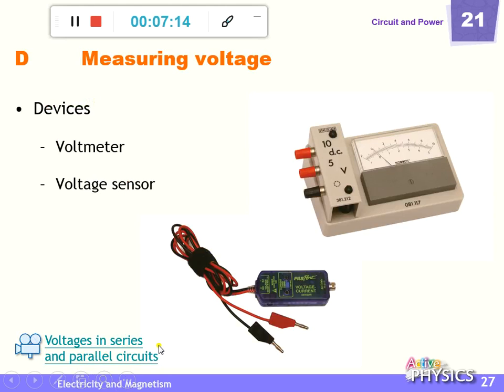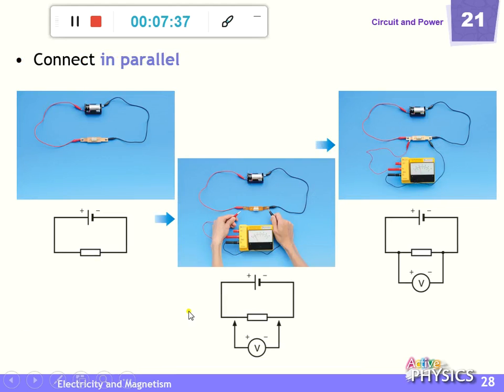Okay. Now part D. Part D, what is it? Measuring voltage. In the last session, we know that the ammeter measures the current. In this one, we will use the voltmeter to measure the voltage. A voltmeter or the voltage sensor. How to do it? Remember it.